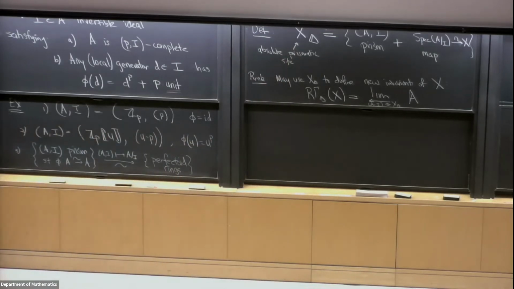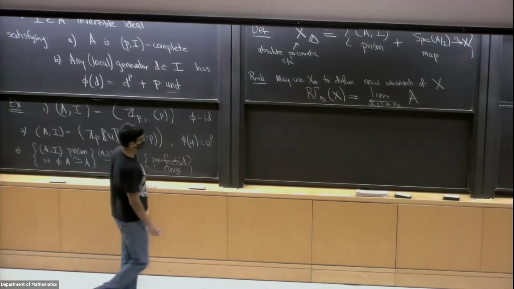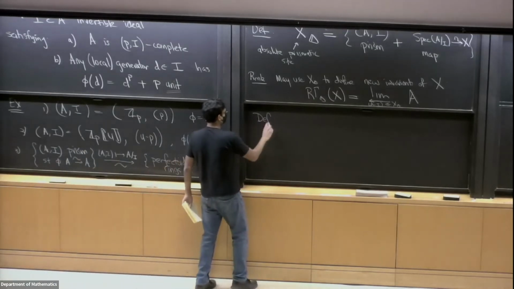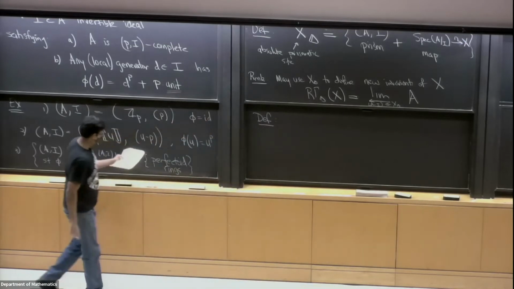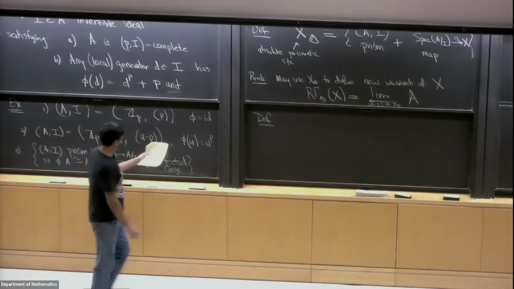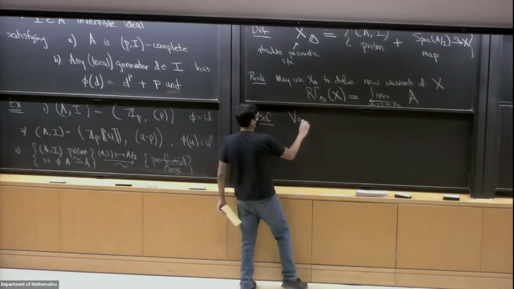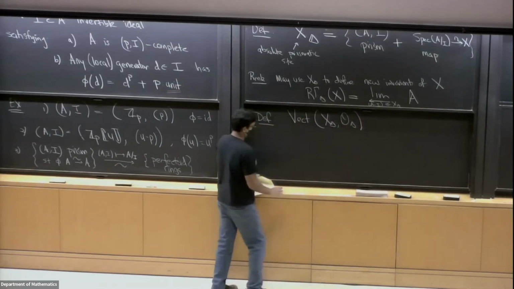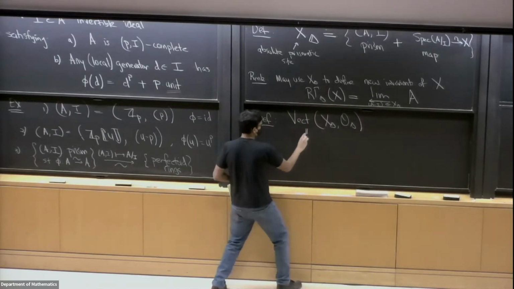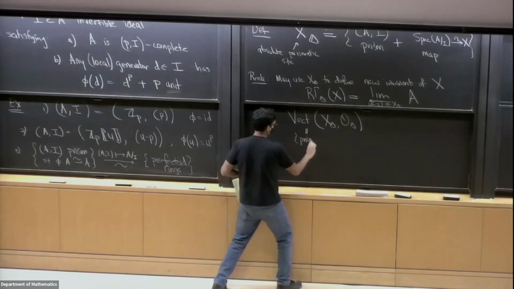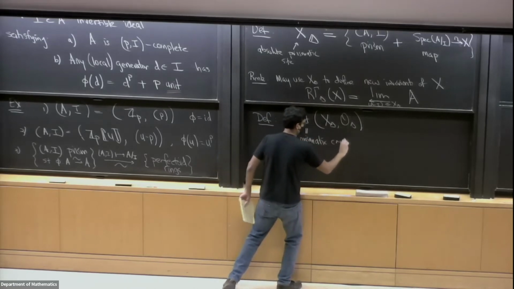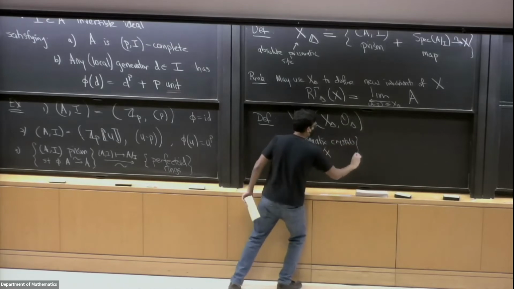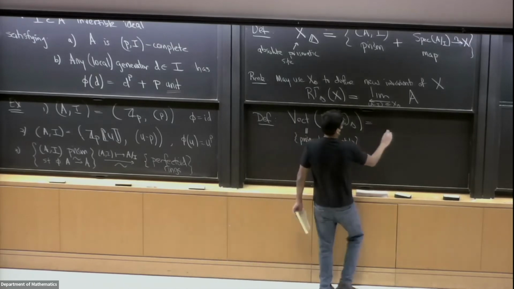What I want to do now is talk about crystals. These are the coefficients for prismatic homology, and it's going to follow a very similar looking approach. Here's the main definition, which is the definition of prismatic crystals. It's vector bundles on X, and I will refer to these objects as prismatic crystals.